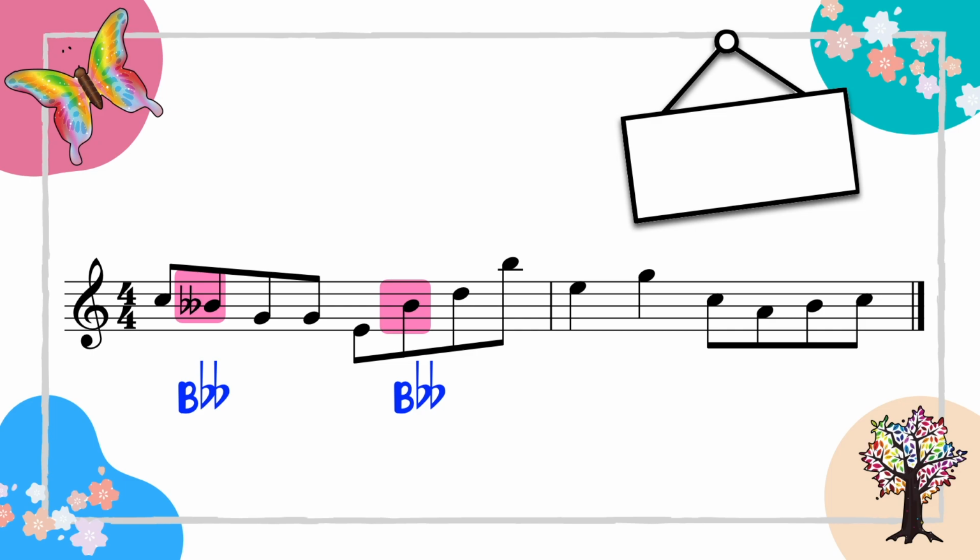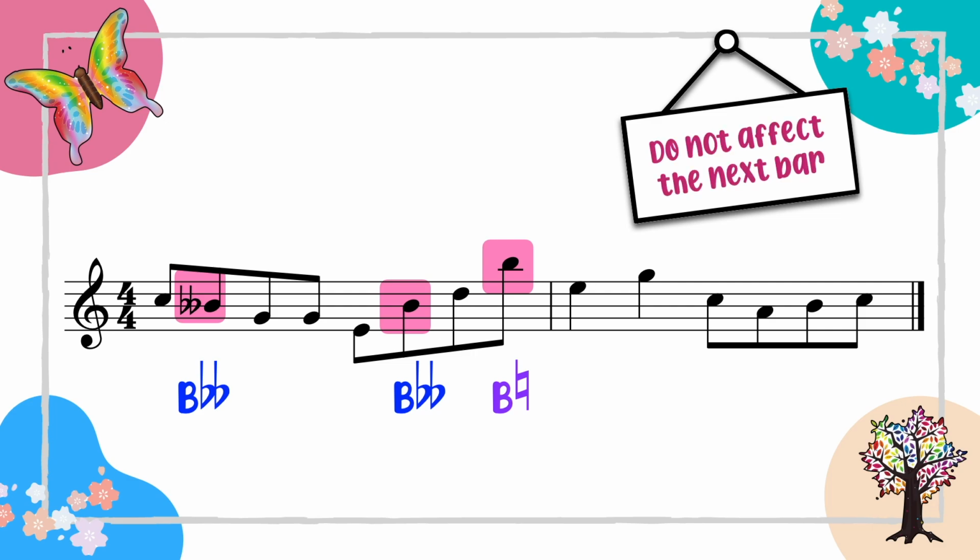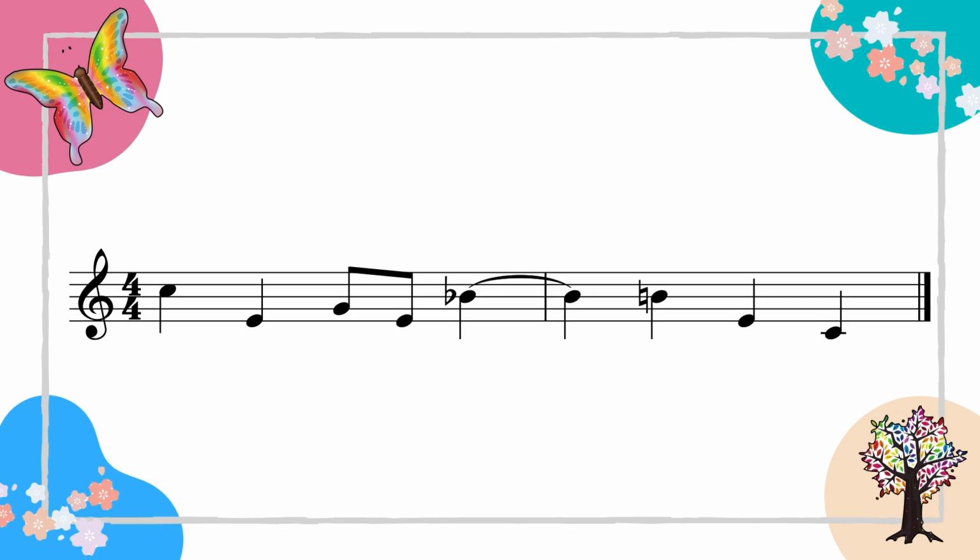But with this exception of rule number 2. Rule number 2. When the note is an octave higher or lower, the note remains in the original pitch. In this case, B is a B natural. Rule number 3. The accidentals do not affect the next bar. In the next bar, there's another B here. Hence, it will be a B natural. So far so good, Ruby? Yep.